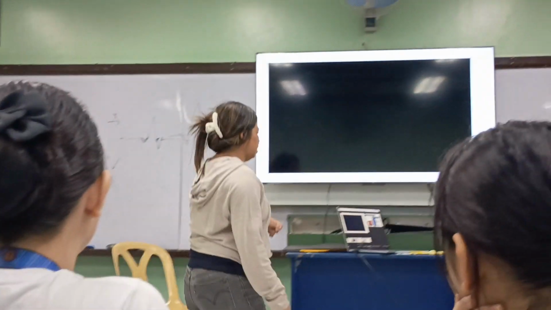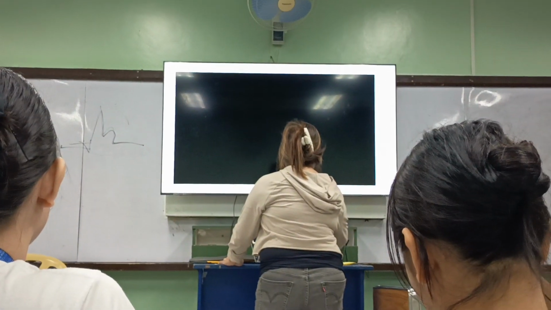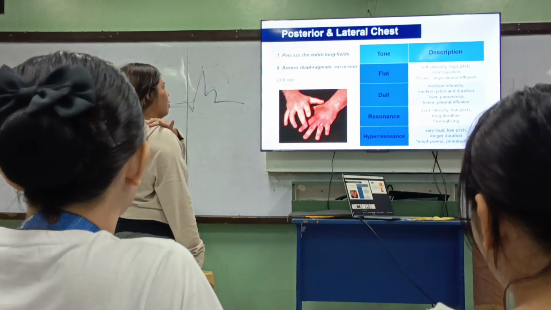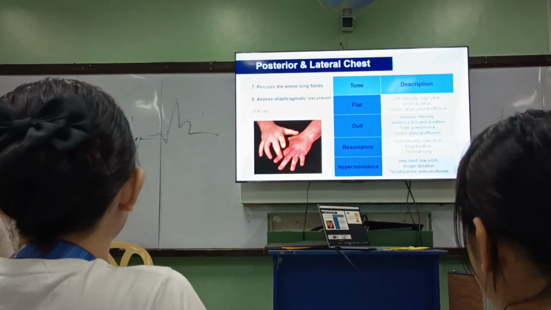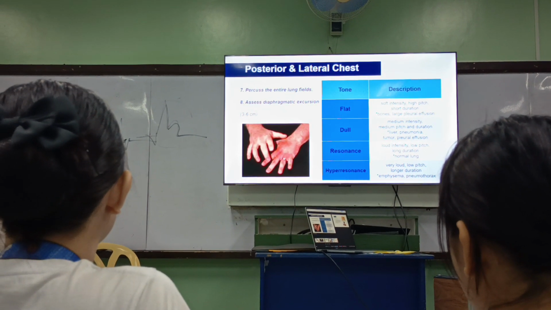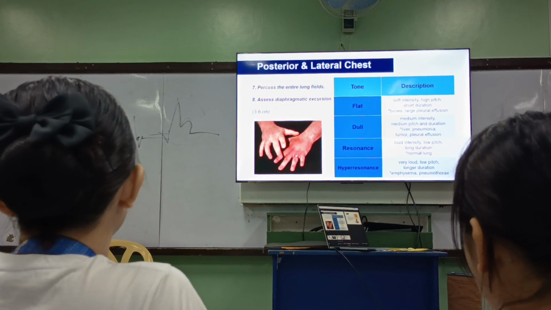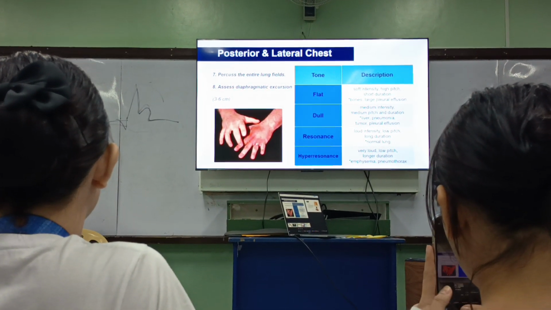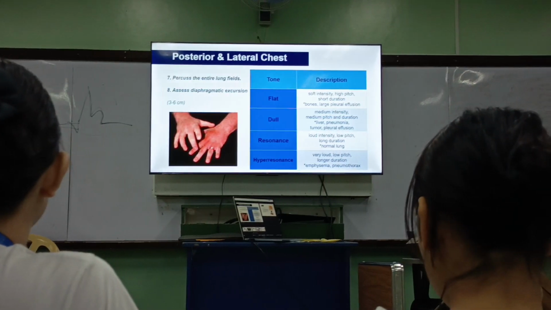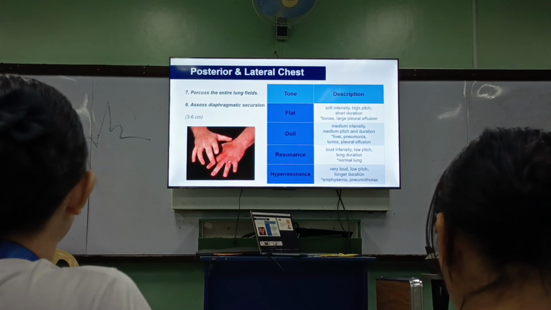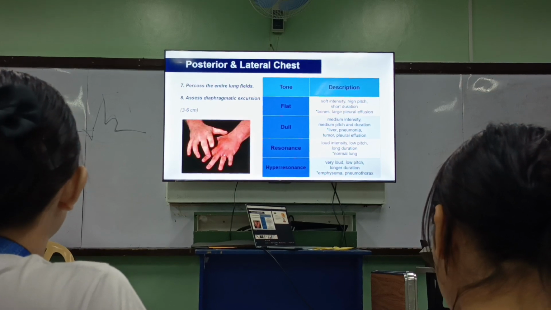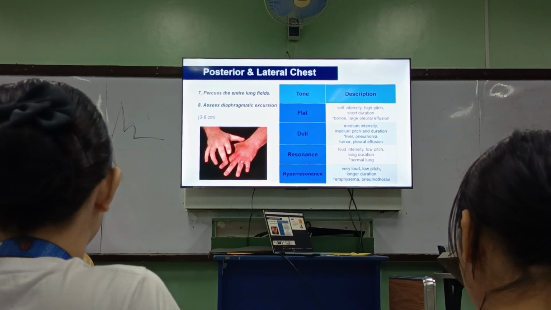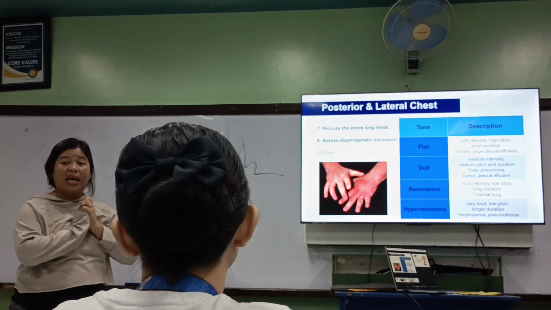Intercostal spaces, also from the scapula. So we're checking for the tone and what are the normal tones of your lung fields. Resonance is soft intensity, high pitch, short duration. Hyperresonance is mostly heard in bony types or large pleural effusion. The dull sound is medium intensity, medium pitch. We can usually hear the dull sound over the liver.